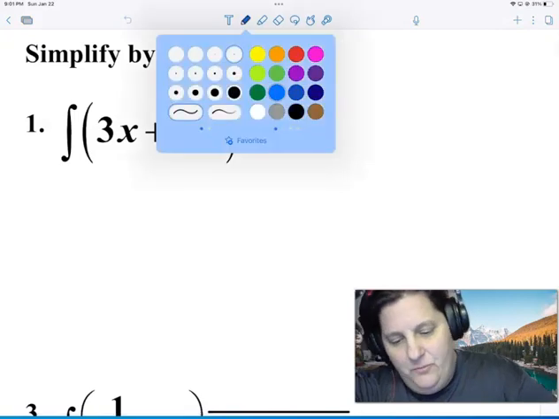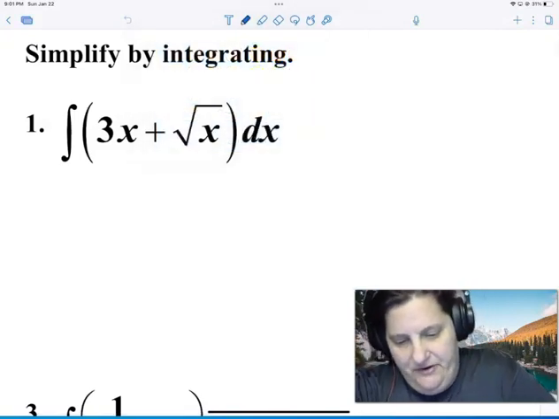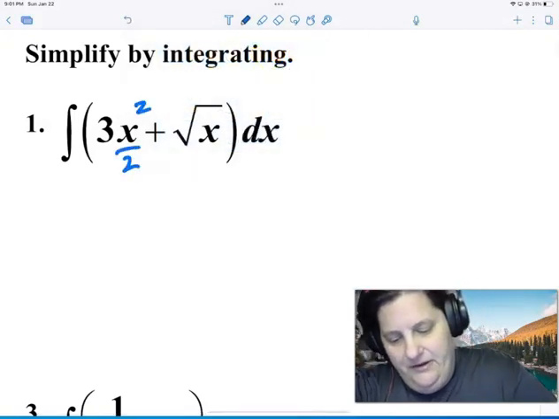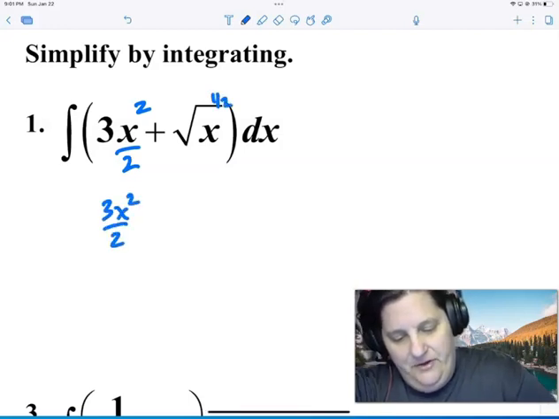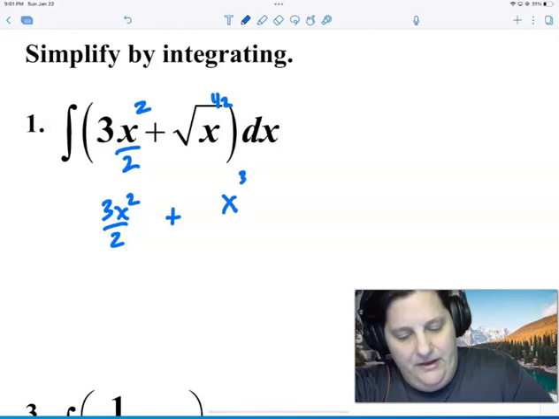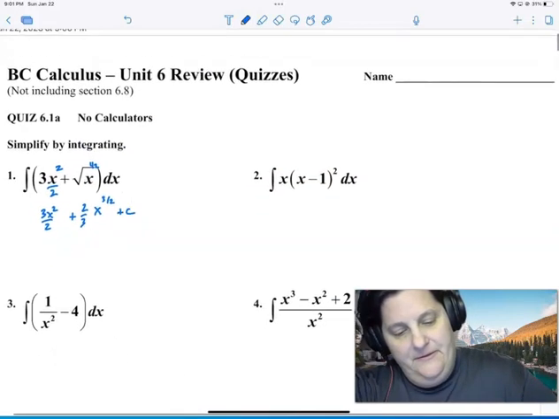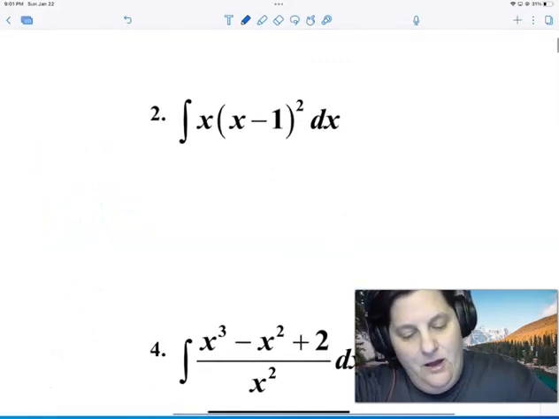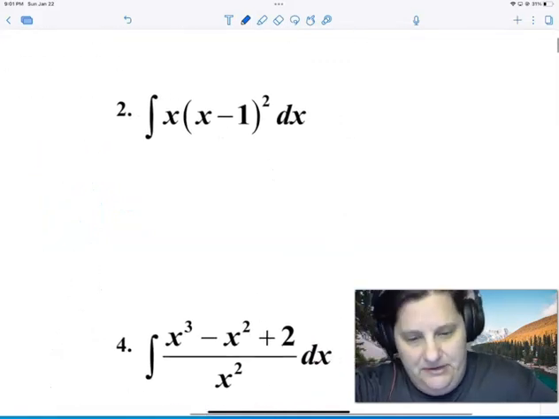Okay, we started off this chapter by just doing some very simple integrating, right? So 3x squared over 2, this is 1/2. Remember, if we add 1 to that, we get x to the 3/2, and we get 2/3 plus c, okay? This could be done a couple of different ways.